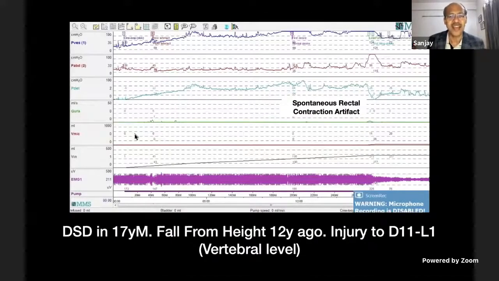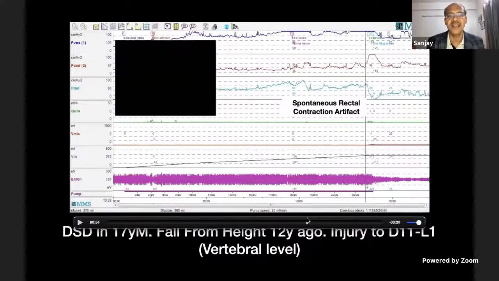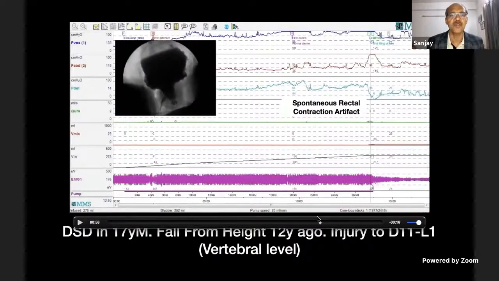One last case study before we go to the next subject, and this is on another patient who's 17 years old with a history of a fall and an injury to D11, D12. And this is a patient who has a classical finding, which we must again look at. And this is the classical detrusor sphincter dyssynergia. Let me show this to you.